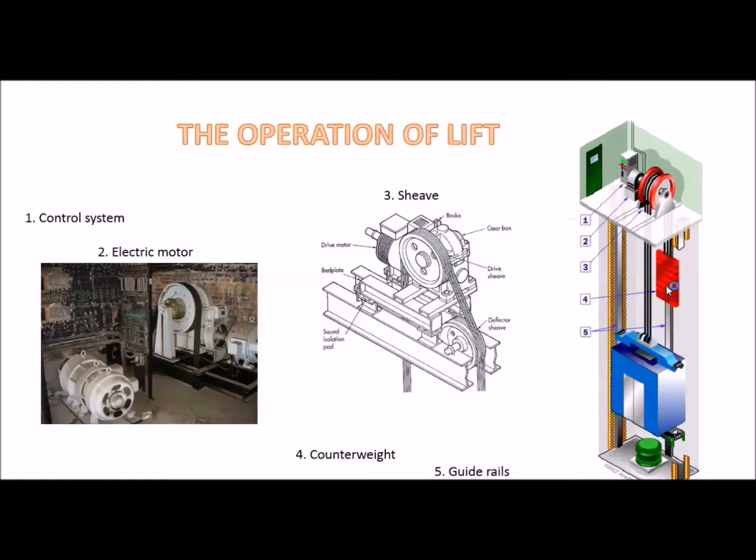In addition, I will explain about the counterweight. The counterweight is located at the end of the side rail. This is the counterweight. The function of the counterweight is to balance the weight of the car. Number 5 is a guide wheel, which guides the counterweight to go up and down.